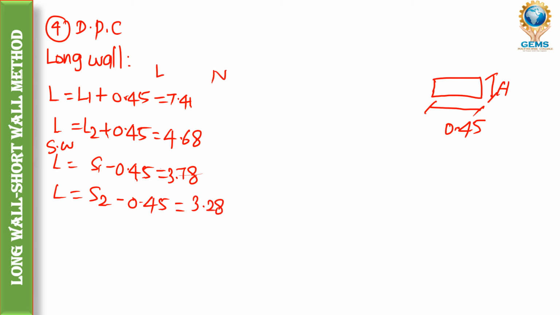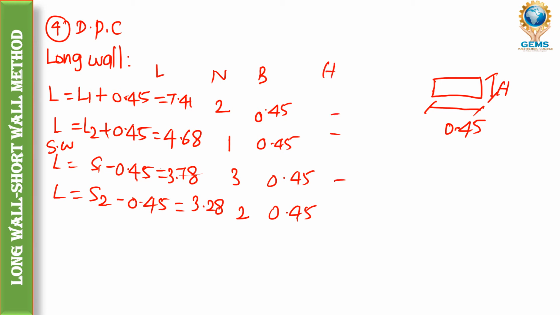Then N. N we have already seen, right? As for L1 we have two sides, then one side, three sides, two sides. This is the N. So L we have found. Then breadth. Breadth is 0.45 for everything. Then for DPC, the height: we won't take height for DPC because it is so small, a minimum value. So we won't consider it.